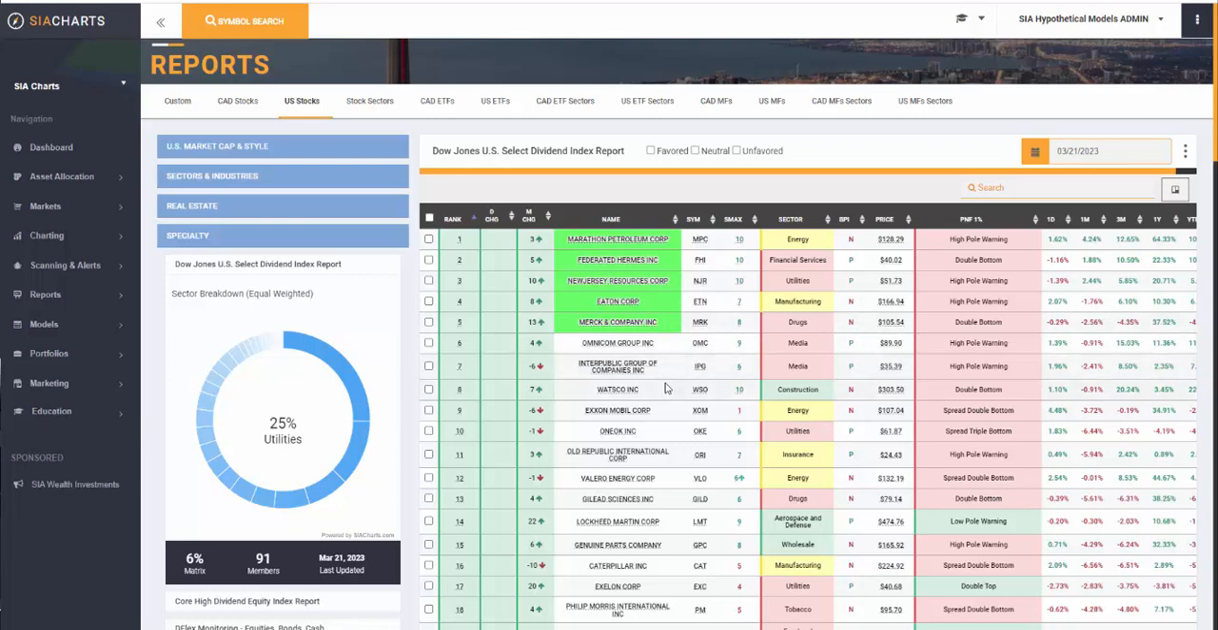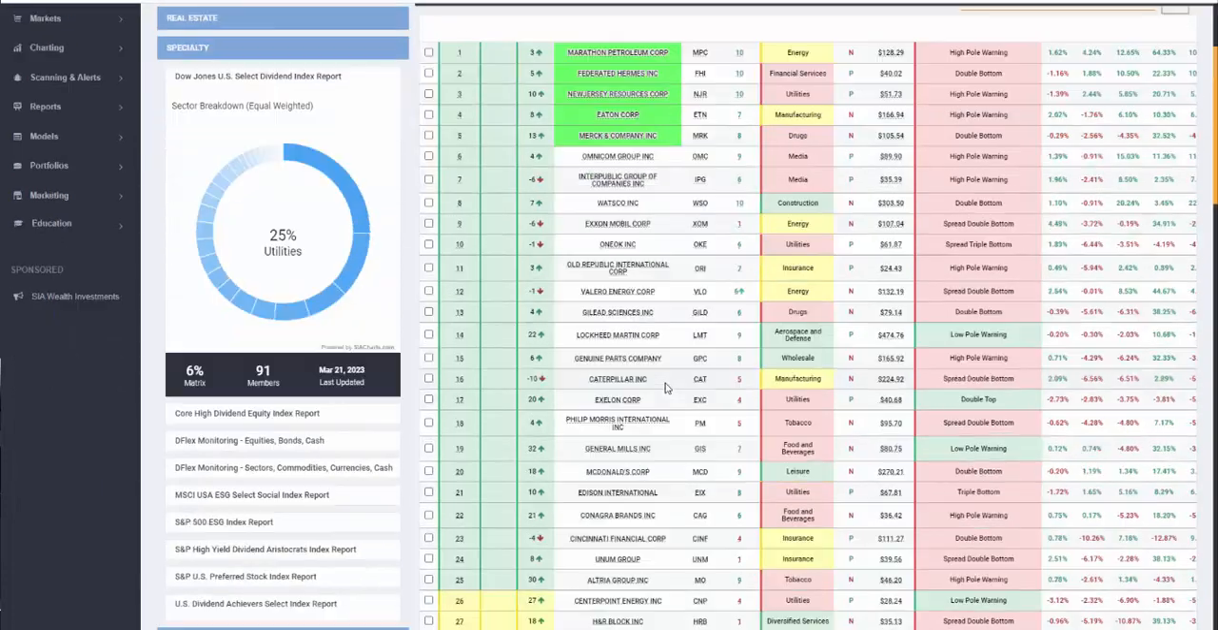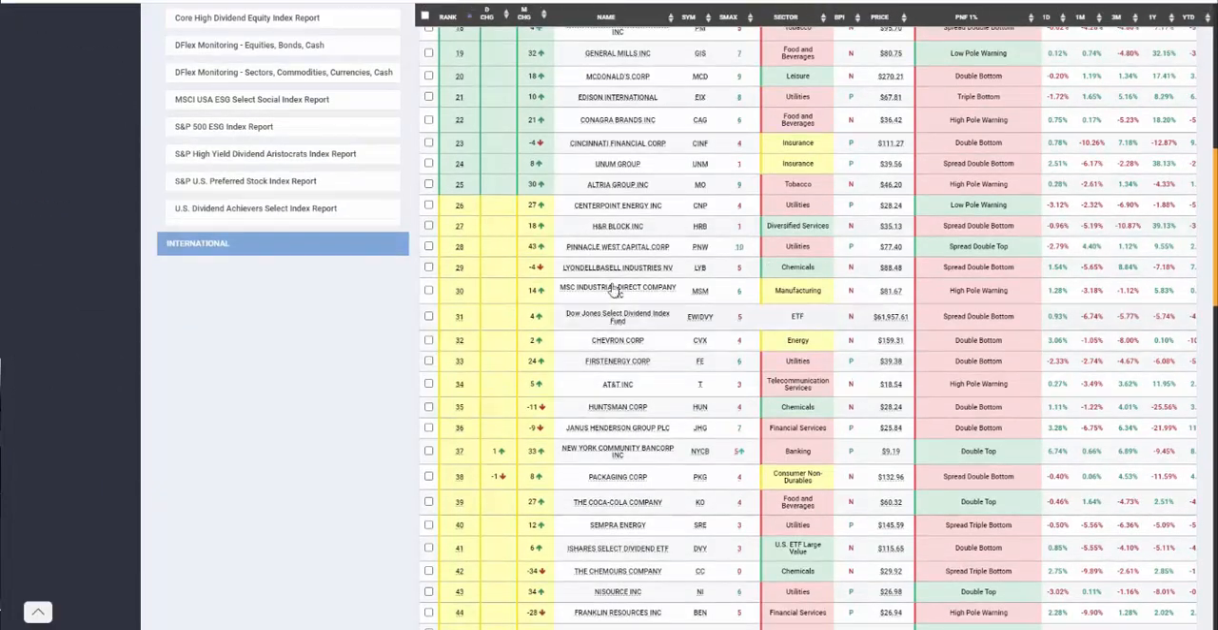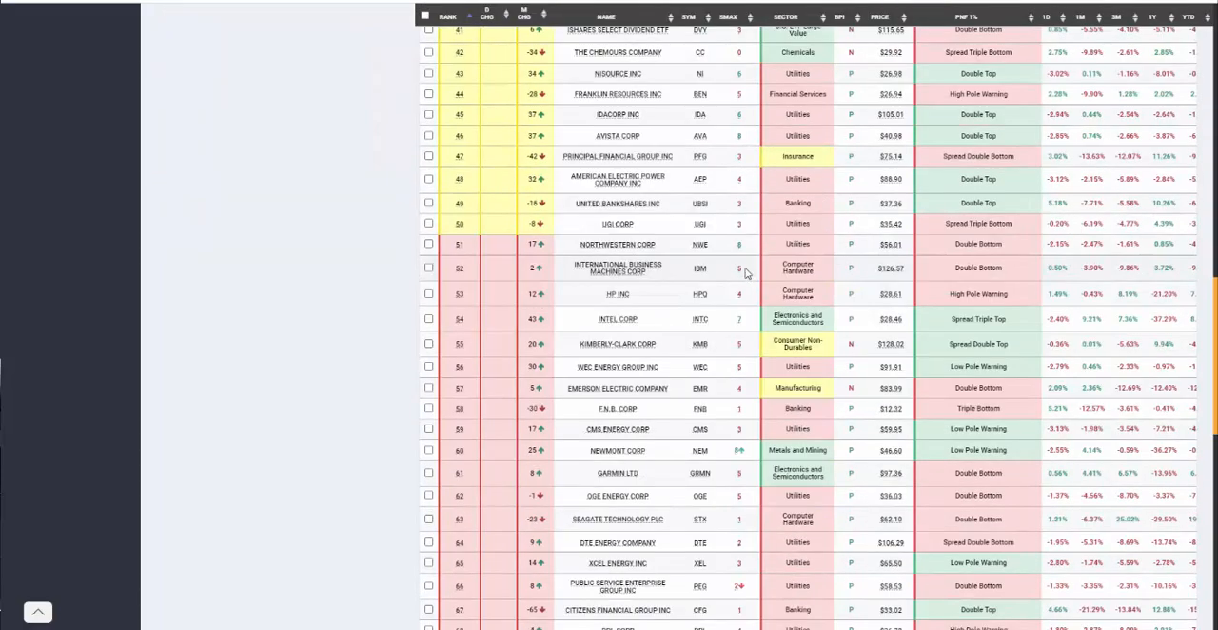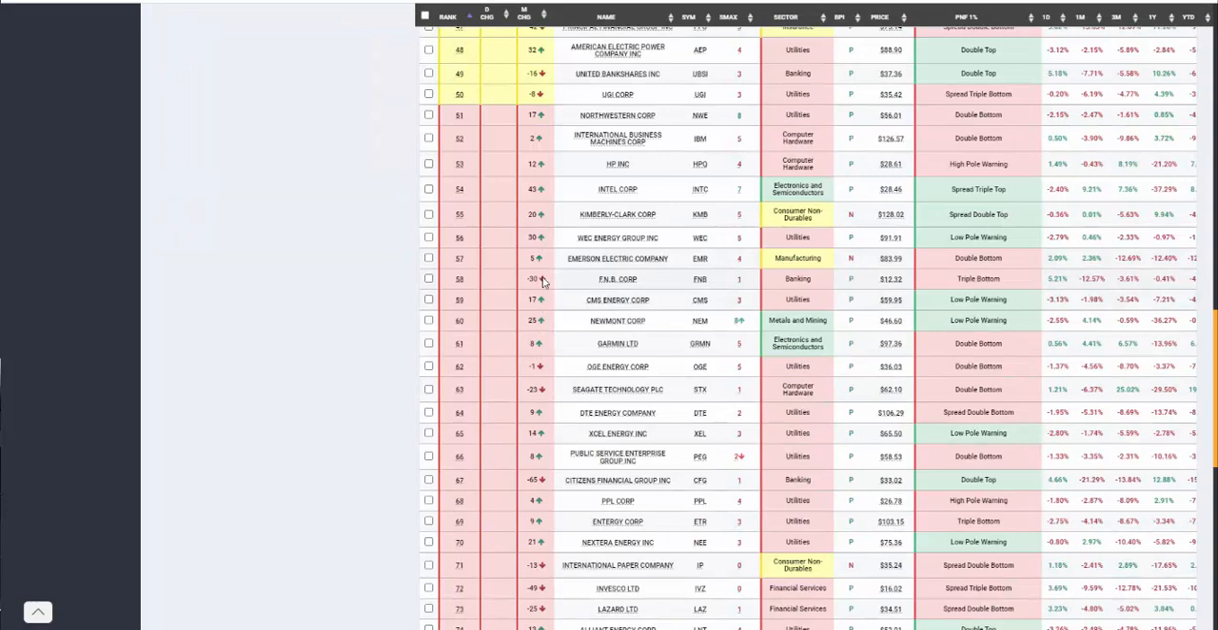The strategy will then sell any investment that moves down the yellow zone of the report with a 5 or less SMAX, or further if it moves all the way down to the red unfavored zone of the report.